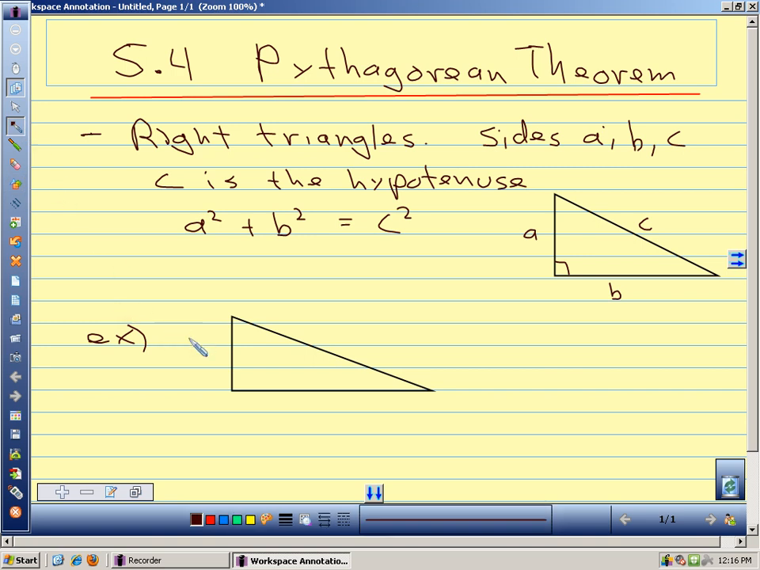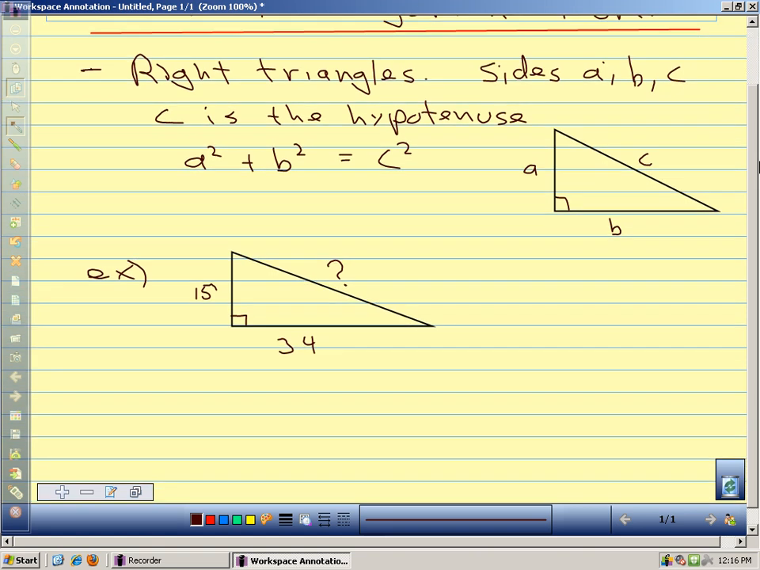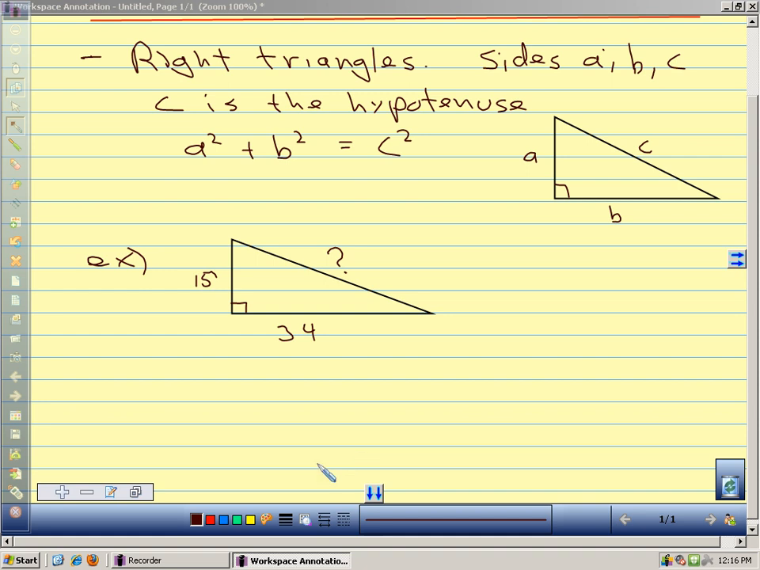So here's my triangle. I'm going to say that side's 15. This side is 34. And we want to find the missing side. Now what I suggest you do when you have a Pythagorean theorem problem to help you keep your numbers straight is label your sides. So on this triangle, which side is going to be C? The question mark. That's what we're trying to find, C. And for the other two, it doesn't matter. I'll just call this one A and this one B. That helps us remember where to put them into our formula.